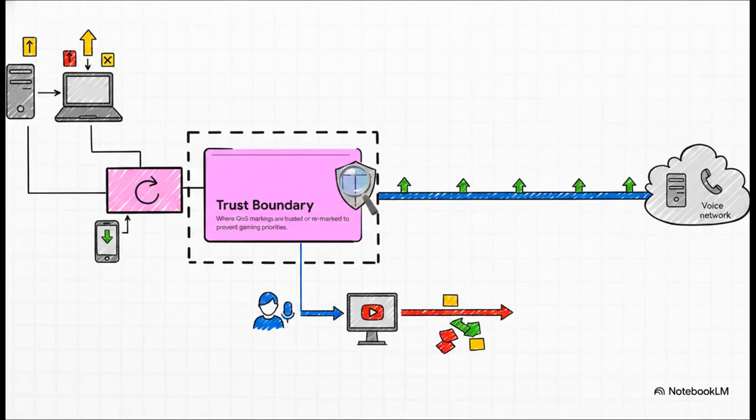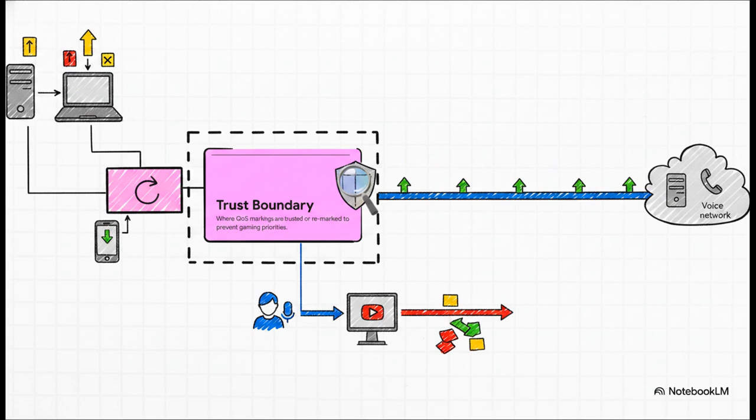But wait, here is a massive caveat. You cannot trust everyone. We absolutely have to establish trust boundaries at the edge of the network. Think about it. If we just accepted any DSCP tag that came our way, every single PC in the office could maliciously or even accidentally label its own general web browsing as EF. Your voice queues would get totally overwhelmed by YouTube videos.